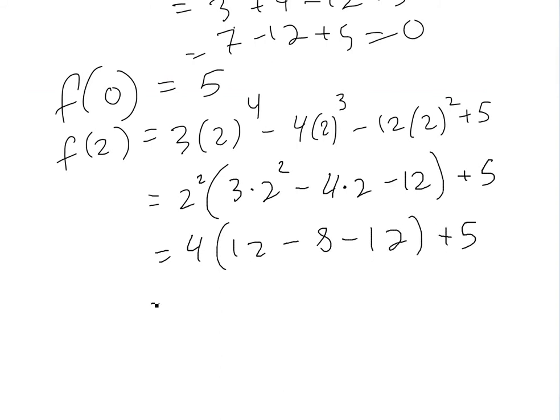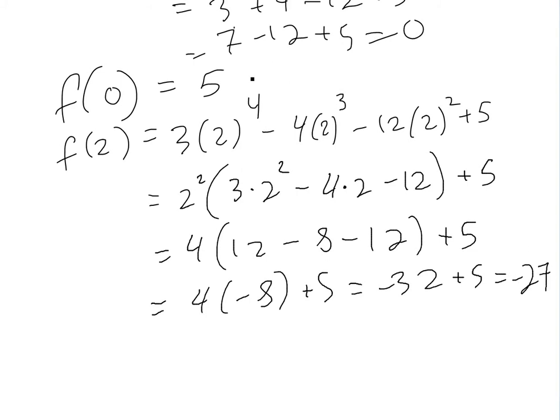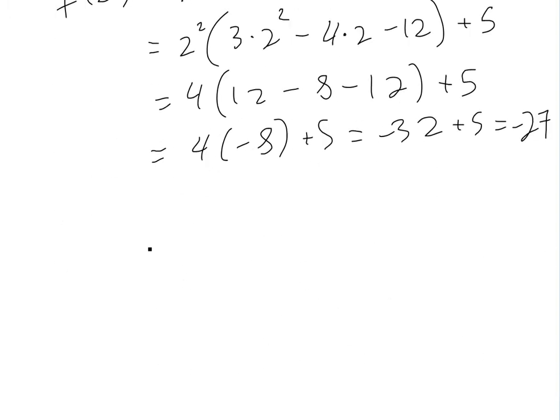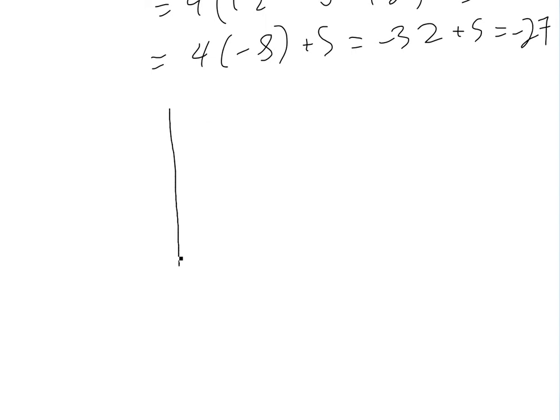The 12's cancel, so we're equal to 4 times -8 plus 5. This just equals -32 plus 5, which equals, well, -27. So now if we were to just draw what we know out here, let's just go right here.